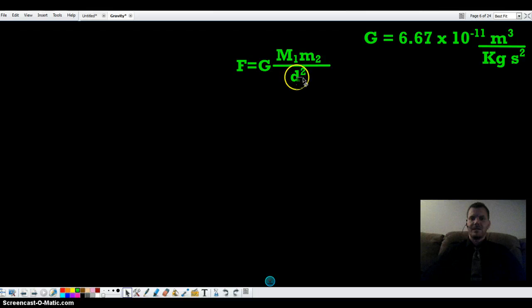Now this D is for distance, not diameter. That's a common misconception. It's a common problem. People put in diameter for D. D is distance. It's actually the distance from the center of the first object to the center of the second object.